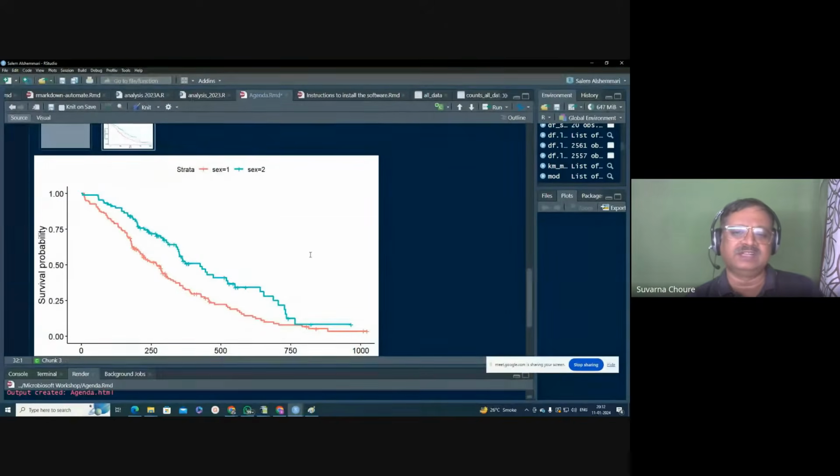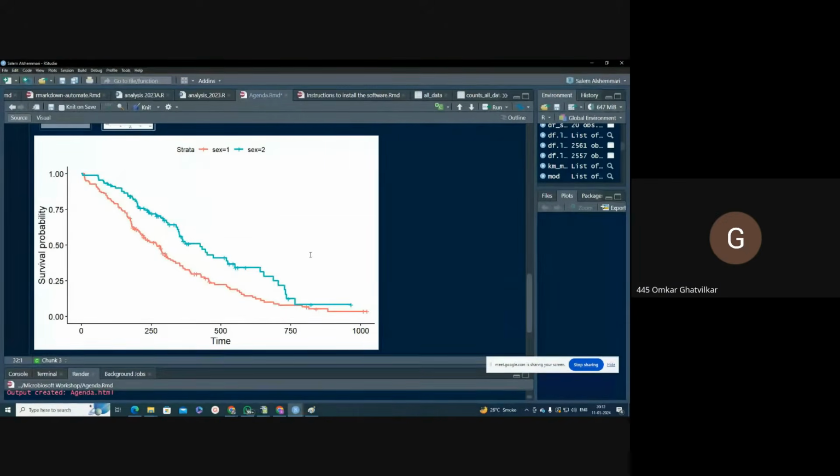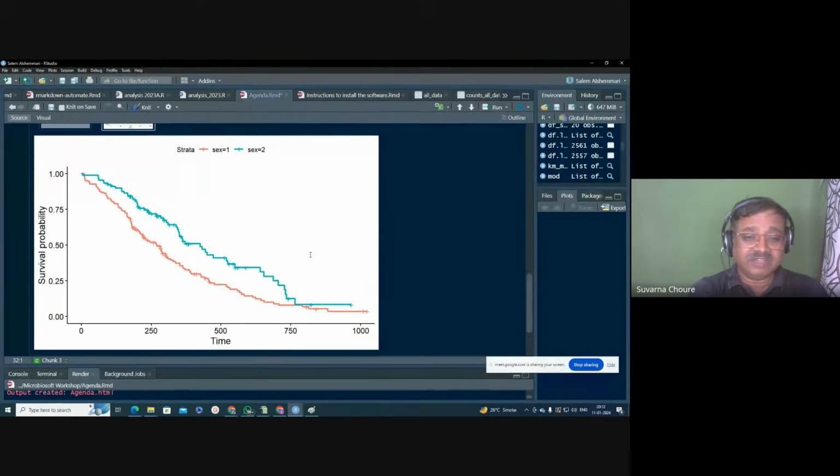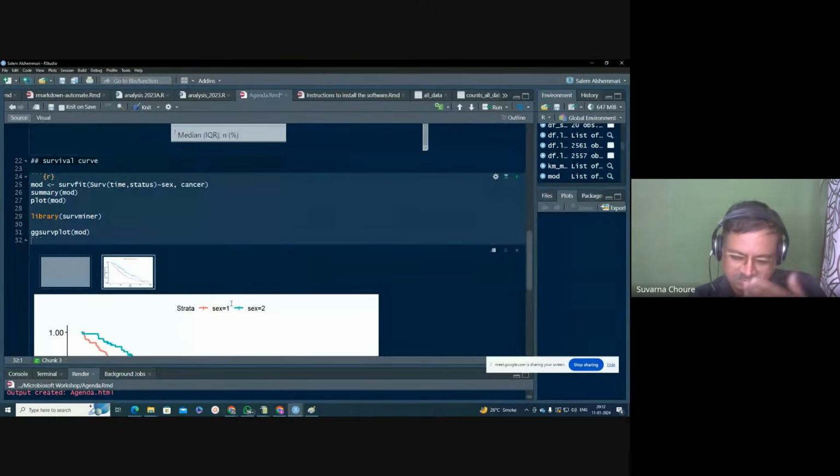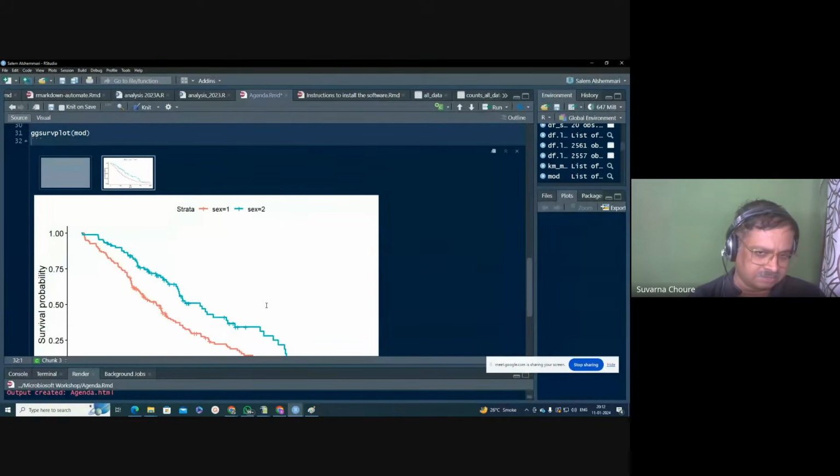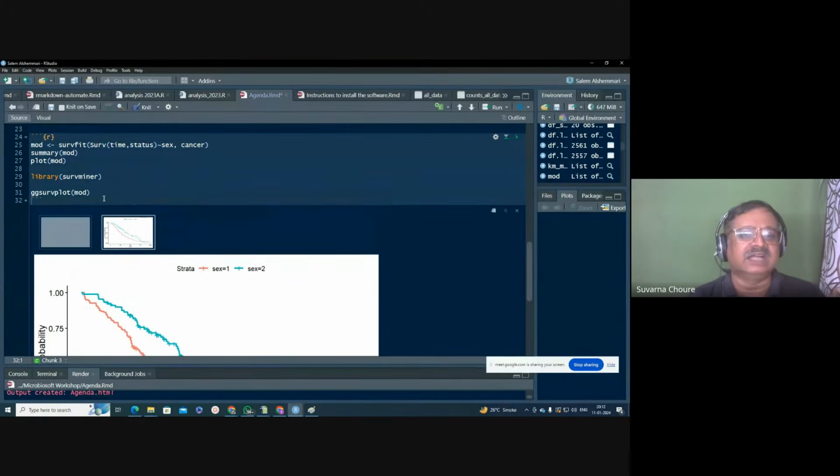Hello, can you see that? Yes, sir. This is saving your time. If you want to do this in Excel, you will require almost 1 hour to get that, because in Excel, such facility is not available. You have to learn a lot, and then you will get success in getting such types of plots. In R, that is available.